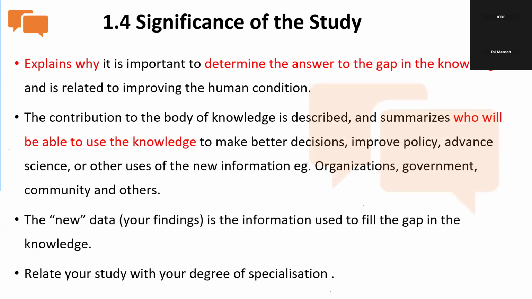The next section of your chapter 1 should be the significance of the study. In this section, you are writing 1 or 2 paragraphs to explain why it is important to have an answer to the gap that we have illustrated. So the research gap that you have talked about in your statement of the problem, which has led you to your objectives and to your hypothesis or research questions: why is it important for us to have the answer?